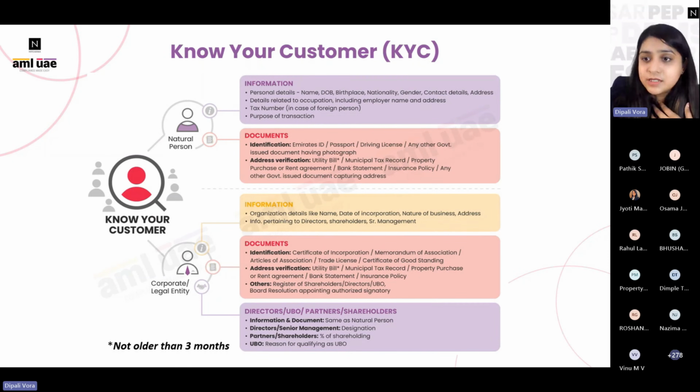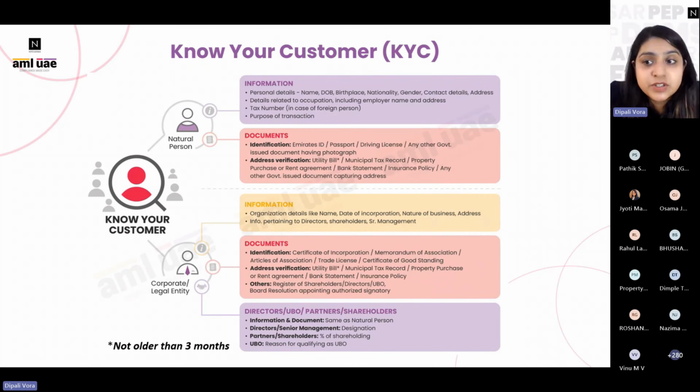For example, if I'm your customer and you are onboarding me, the document which I submit as address verification should not be dating from last year. Maybe if I submit a rent agreement, it should be for the current period. So that is something that could be accepted as a valid address verification proof.